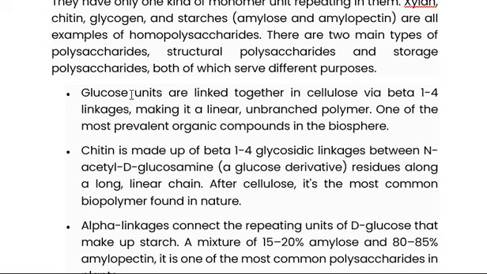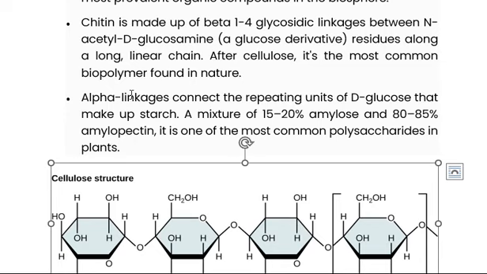Chitin is made up of 1,4 glycosidic linkages between N-acetyl D-glucosamine, a glucose derivative, residues along a long linear chain. After cellulose, it is the most common biopolymer found in nature.